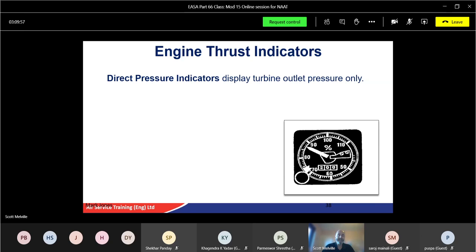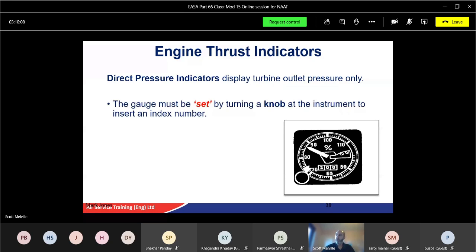So we'll use what's called a DPI, a direct pressure indicator, and this displays the turbine outlet pressure only. This gauge is set by turning the little dial, or knob, at the instrument to set what's called an index number. Now the index number will be calculated from a graph in the pilot's book or engineer's book, usually set in inches of mercury, and referenced to the chart, normally set in millibars. So we can set this arrow by turning this knob, which will go around, and that will tell us the thrust we need.